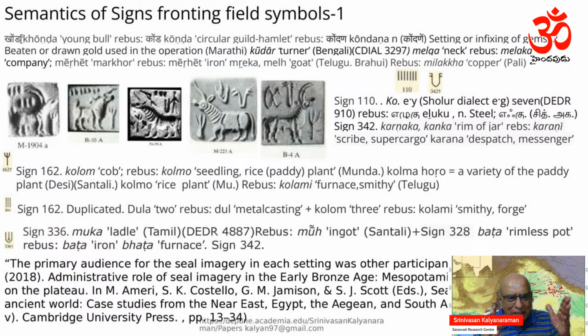More inscriptions, 5 of them. Semantics of the signs fronting the field animals. So the standard device or the field symbol is replaced by the symbol of a rice plant. Rice plant signifies a category. Kolmo, Kolimi, smithy forge. Kolmo rice plant, Kolimi, smithy forge. So smithy forge of a one-horned young bull, Konda. Konda young bull, Konda circular hamlet, bulge, or throat.